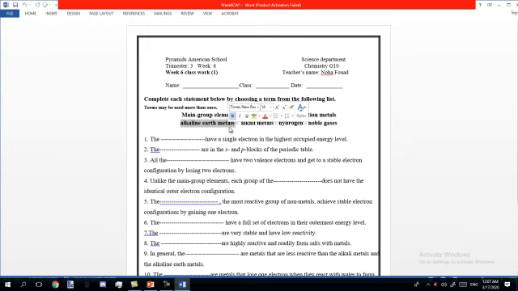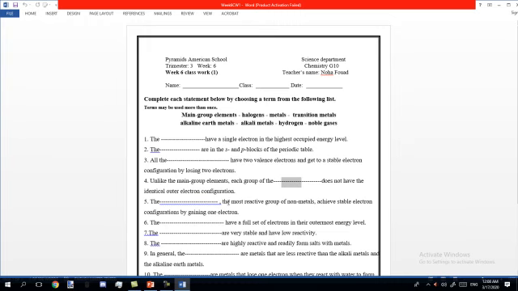The alkaline earth metals. Number 4, unlike the main group elements, each group of the dash doesn't have the identical outer electron configuration. Unlike the main group elements, they are the transition elements, which have different properties than the elements of the metals in group 1 and 2, and also they have a different configuration than the elements found in the P block or the non-metals. So unlike the main group elements, each group of the transition metals doesn't have identical outer electron configuration.